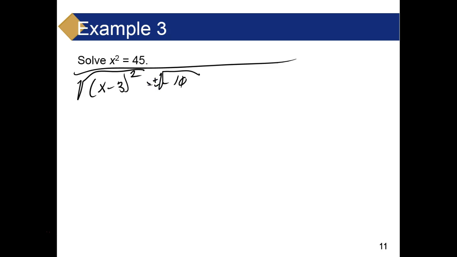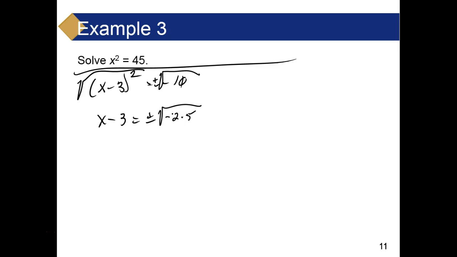Okay. What's the square root of (x - 3)²? x - 3 is equal to plus or minus, and what's the square root of -10? Okay, you want to do the square root of a 2 and a 5. Where's the minus sign? Right, that inside too. Okay, fine.